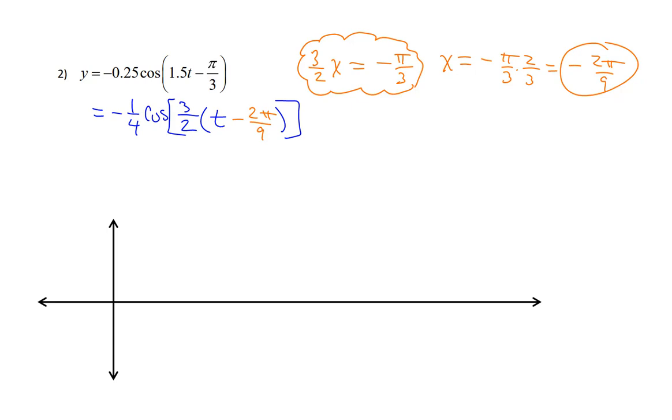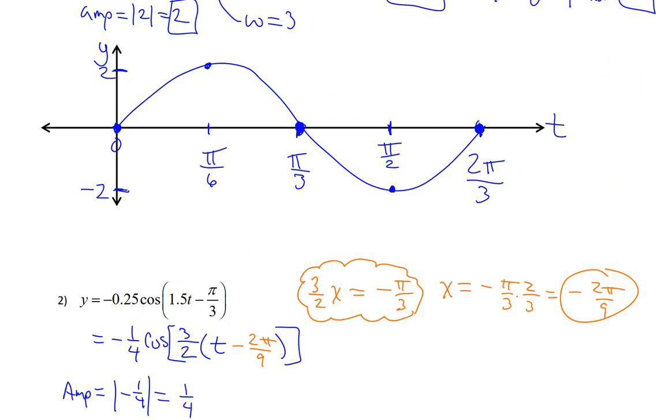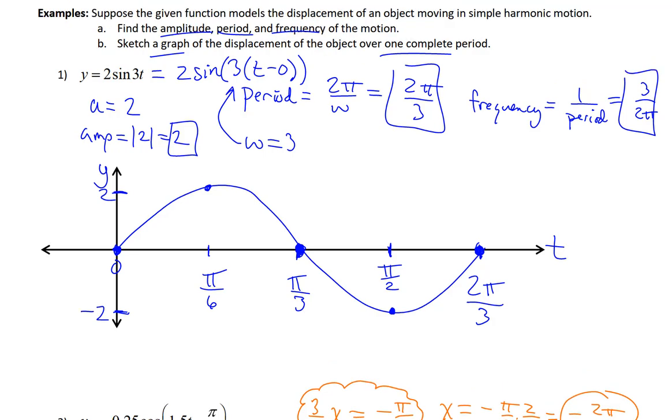So now let's identify the things we need. We're looking for amplitude. Amplitude is the absolute value of a. Well, in this case, a was the negative 1/4, or negative 0.25, as it was originally given in decimal form. That's fine. That means the absolute value of it is just 1/4, or 0.25. So we have the amplitude. That's part of what we need. Let's see, what was the list again? We want the amplitude, the period, and the frequency.